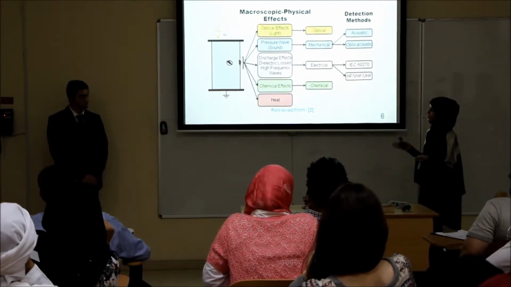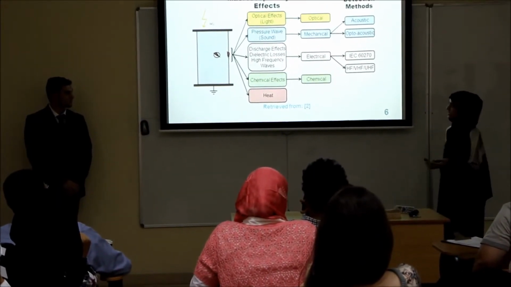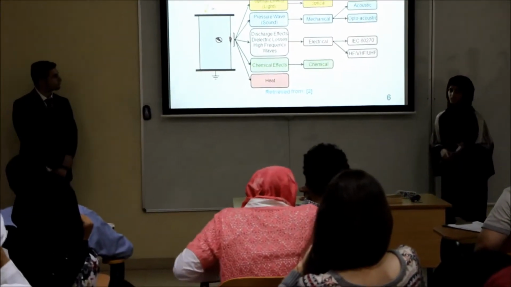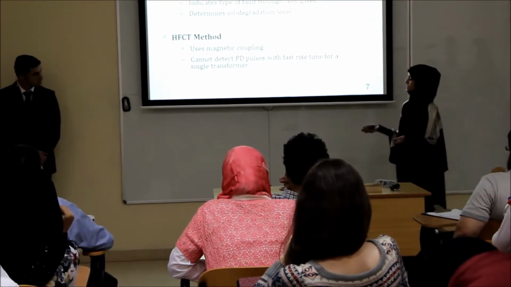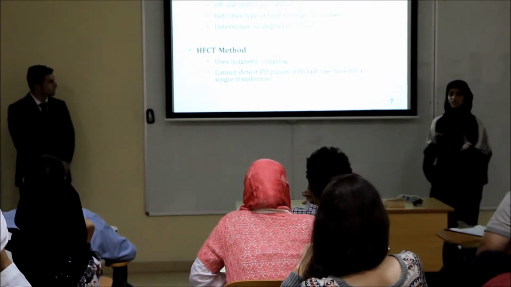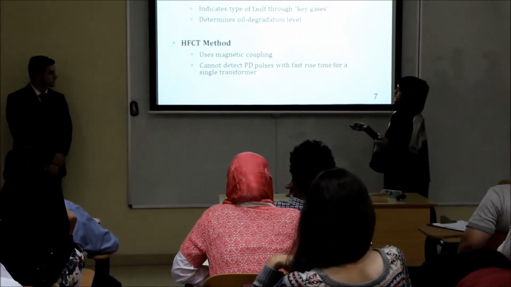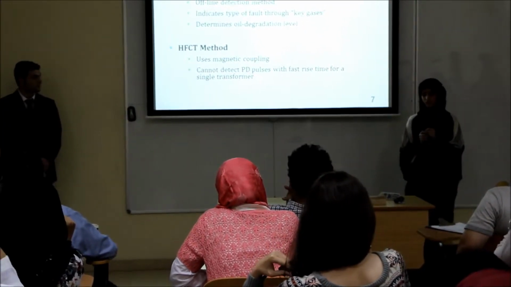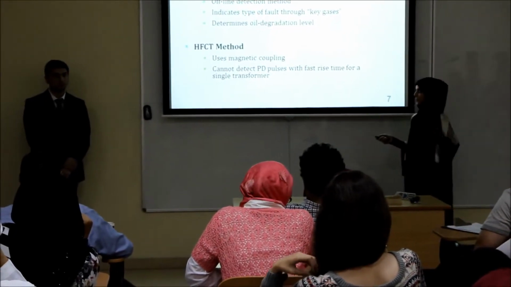When a partial discharge occurs in a transformer, it usually results in several macroscopic physical effects, such as light, sound, high-frequency waves, chemical effects, and heat, each of which has its own detection method. Utility companies usually use the dissolved gas analysis in order to determine the chemical properties of the insulation. It's an offline detection method which could indicate the type of the fault that occurred in the transformer through key gases. It also determines the oil degradation.